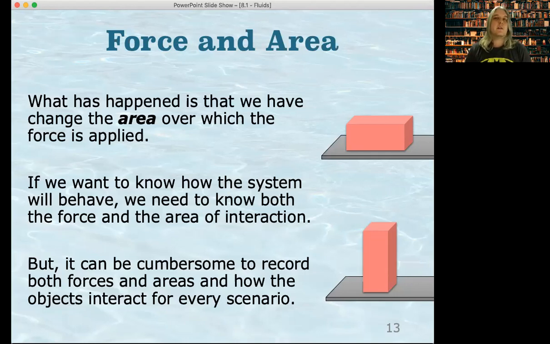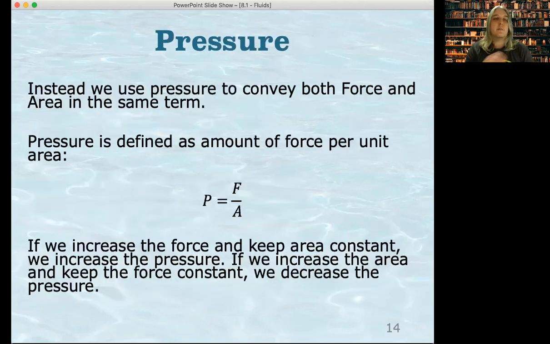And so we need some way to define that. And so as you all probably have met before, hopefully, we have pressure. Pressure is the way we define that ratio of force and area. So the same force over a smaller area means higher pressure.